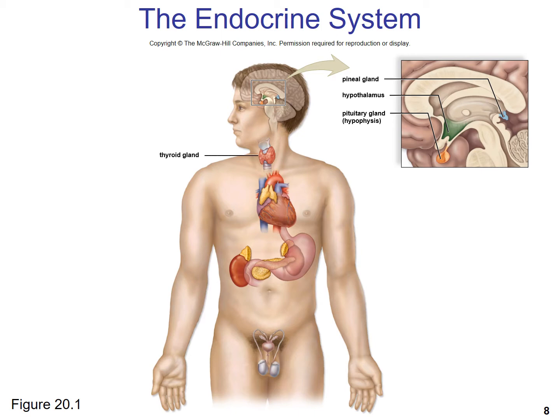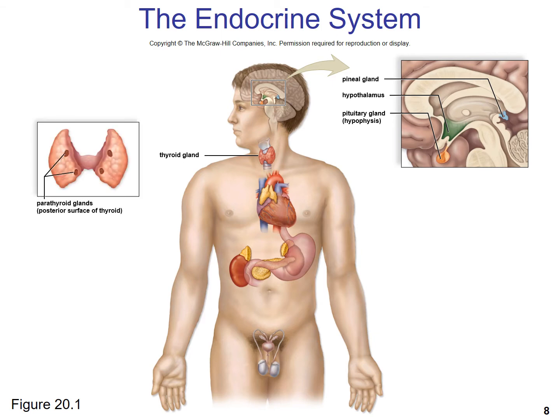This is the thyroid gland. It has a lot of different functions throughout the body. On the back side of the thyroid gland, you're going to find the parathyroid glands. So there's 4 of them, 2 on either side.